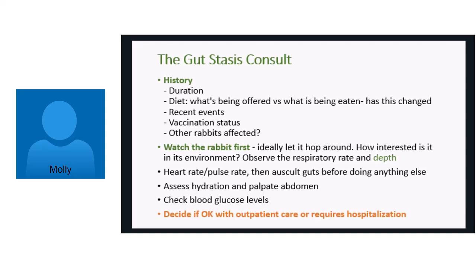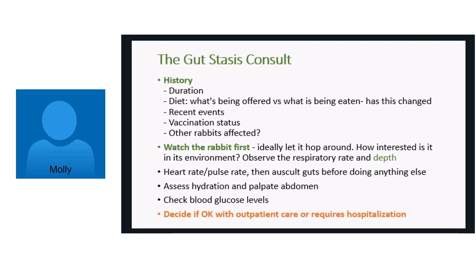I also find it's quite useful to ask about recent events. Has there been vaccination? Has there been a trip to a boarding facility? Have there been building works? Have there been a new addition to the family? Have they got a dog? Have they got a cat? Is there a new baby? All of those things actually can have an impact on our prey species pets. So again, it's worthwhile having those things on your horizon.